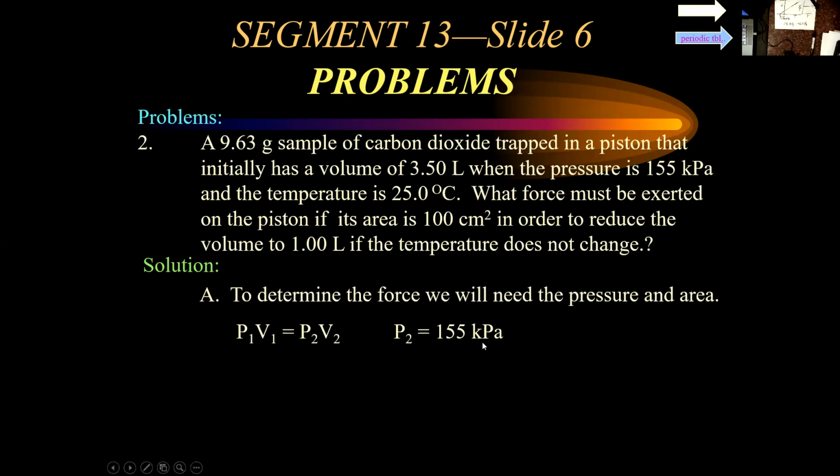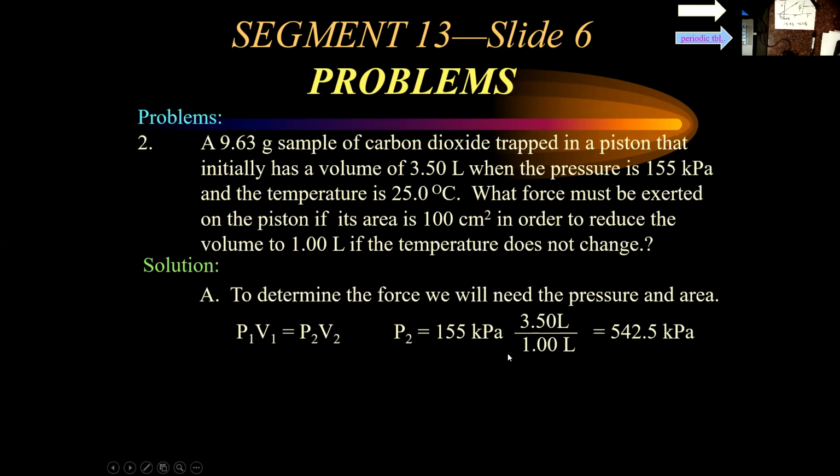The initial pressure is 155 kilopascals, and this is the ratio of the volumes. So the pressure at the lower volume would have to be 542.5 kilopascals. So the pressure would have to go from 155 kilopascals to 542.5 kilopascals in order to effect a volume change from 3.5 liters down to 1 liter.